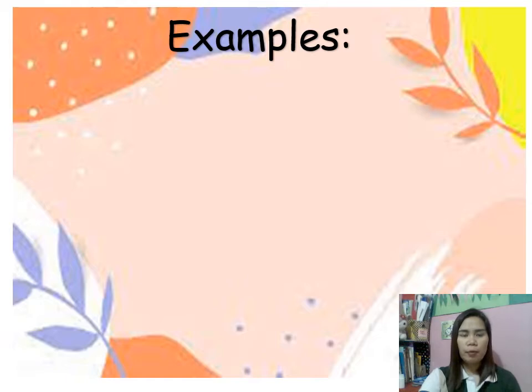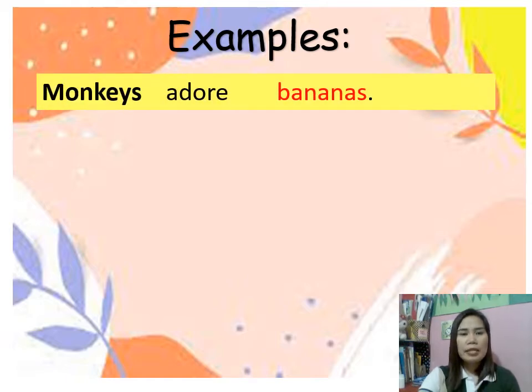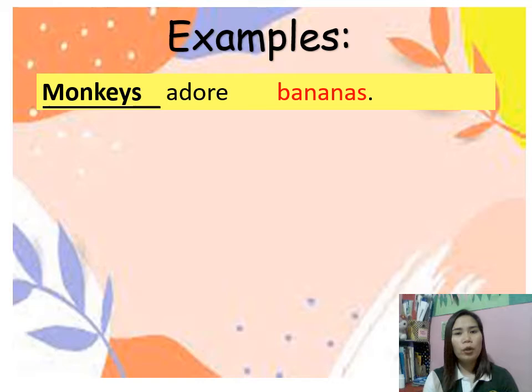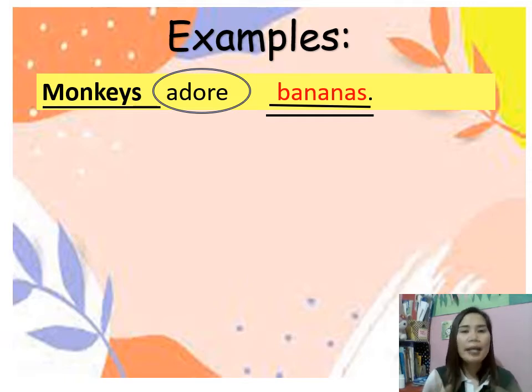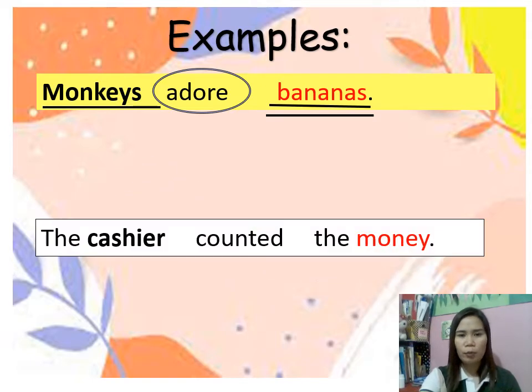Okay, so more examples. Monkeys adore bananas. Okay, so our subject or the doer of the verb is monkeys. Who adore bananas? Monkeys, the subject. All right, so our verb is adore. And our object or receiver of the verb is bananas. Okay, what did monkeys adore? Bananas.